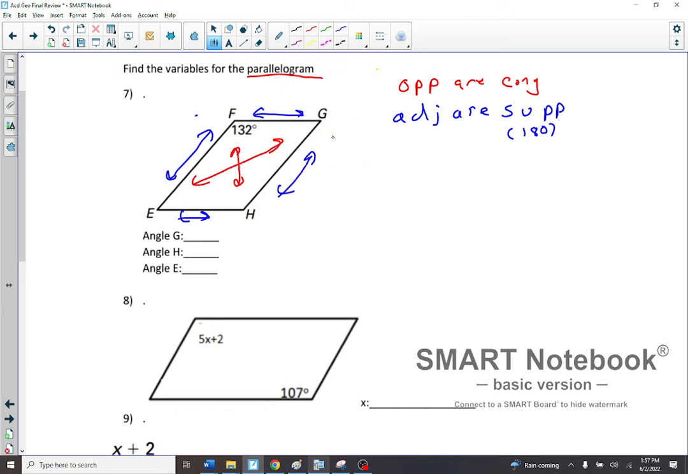So with that in mind, F should match H because they're opposites, so 132. And then G and F are supplementary to each other, which means they add up to 180. So I would do 180 minus 132, which is 48. So this one's 48. And then this one over here has to match, because if this is 48, then this is also 48.